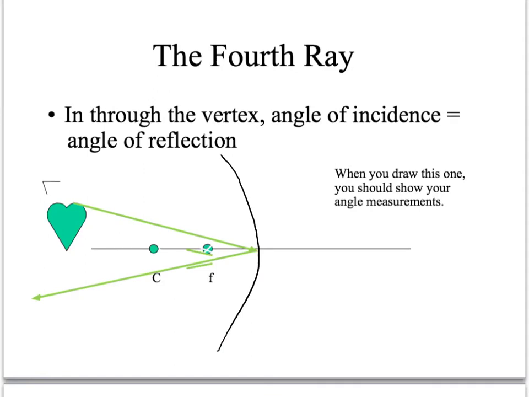All right, the fourth ray. The fourth ray follows the law of reflection. Okay, we're going to go in through the vertex. So the vertex is that peak of the curve here. So it's the peak of our curve, so it's right here.